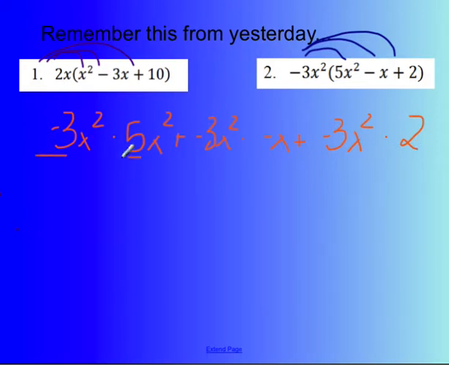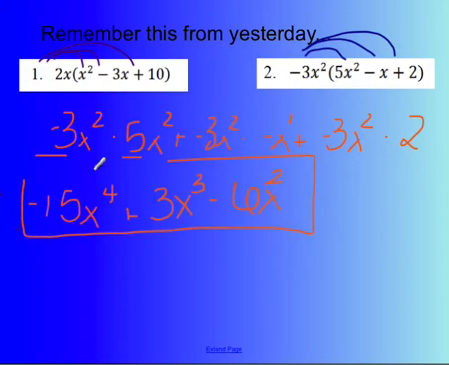So we have negative 3 times 5 is negative 15. X squared times x squared, add those exponents, you get x to the 4th. Negative 3 times negative 1 is just going to be 3. X squared times x to the first, add those exponents, and you get x cubed. Negative 3 times 2 is going to be negative 6, and then we're going to keep that as x squared. Since our exponents are going in descending order, our answer is in standard form. All our like terms are also combined.